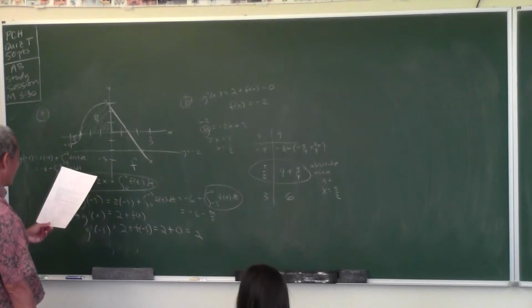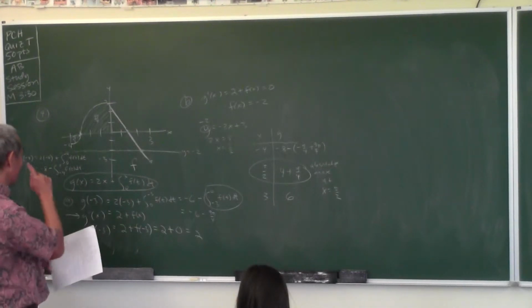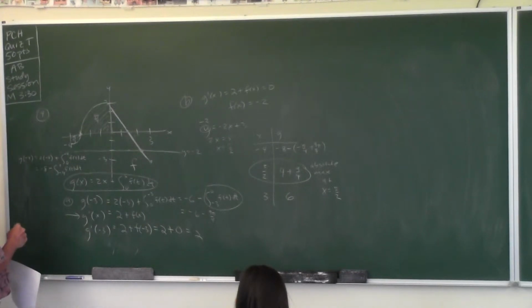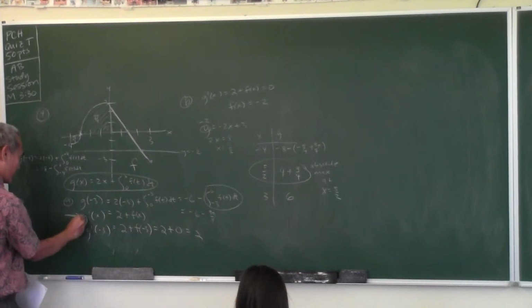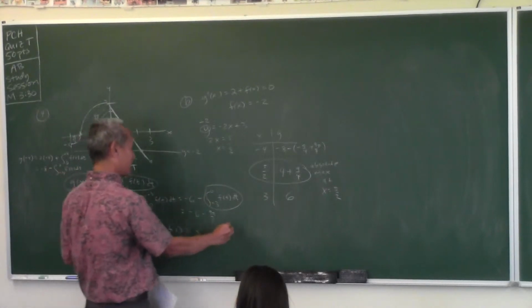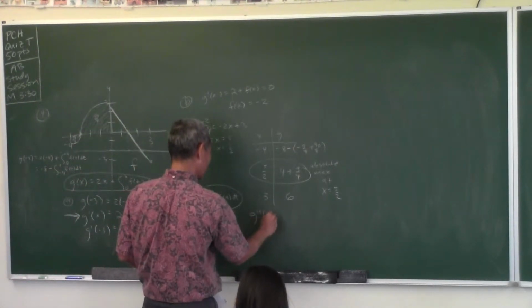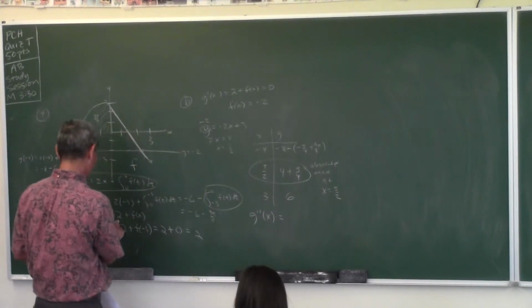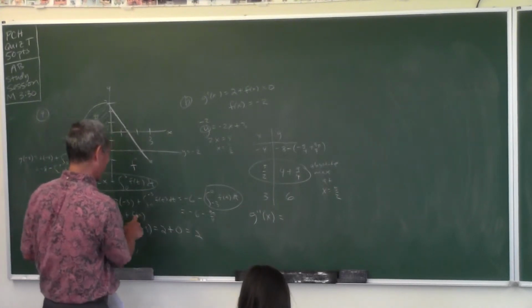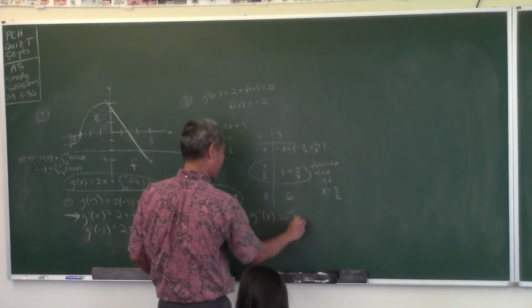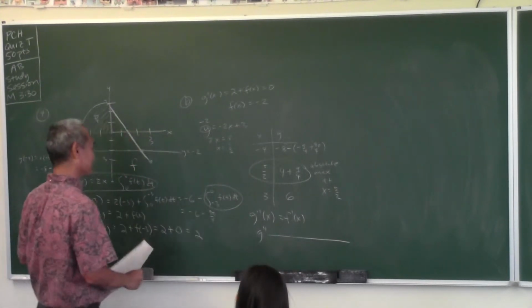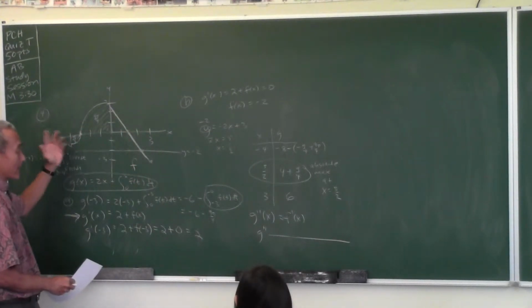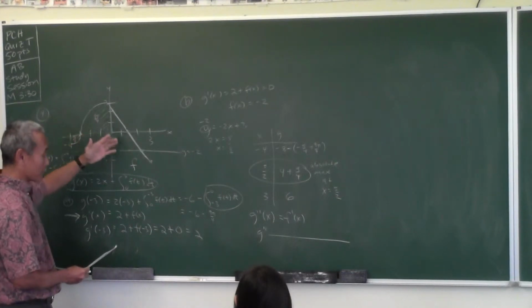Part C, find all values of x where the graph of g has a point of inflection. So what we got to do is make a number line for the second derivative. So where's the first derivative? Right here. So the second derivative is, what's the derivative of 2? 0. The derivative of f of x is f prime of x. So if this is the graph of f, we've got to make a number line for the slope of this graph.